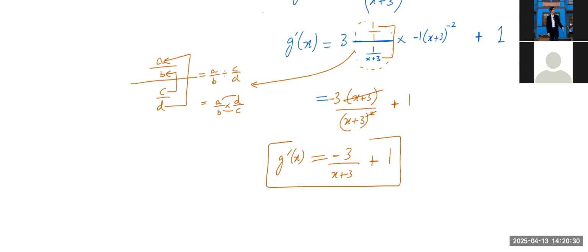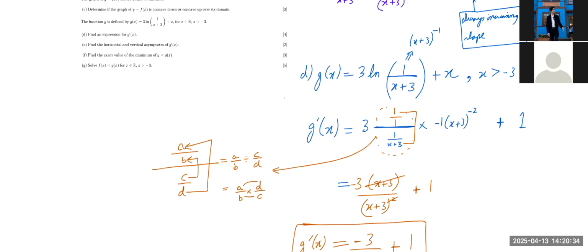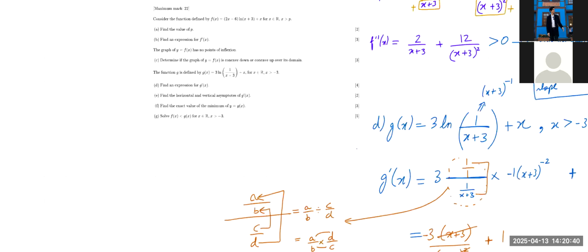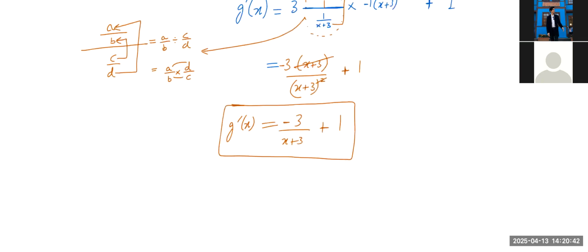So simplifications are super important for paper 3 questions. It's definitely paper 3. Now, find the horizontal and vertical asymptotes of not g, but g prime. So we're trying to find the asymptotes of the derivative. First things first, for the vertical asymptote, simply look at where the denominator equals 0.